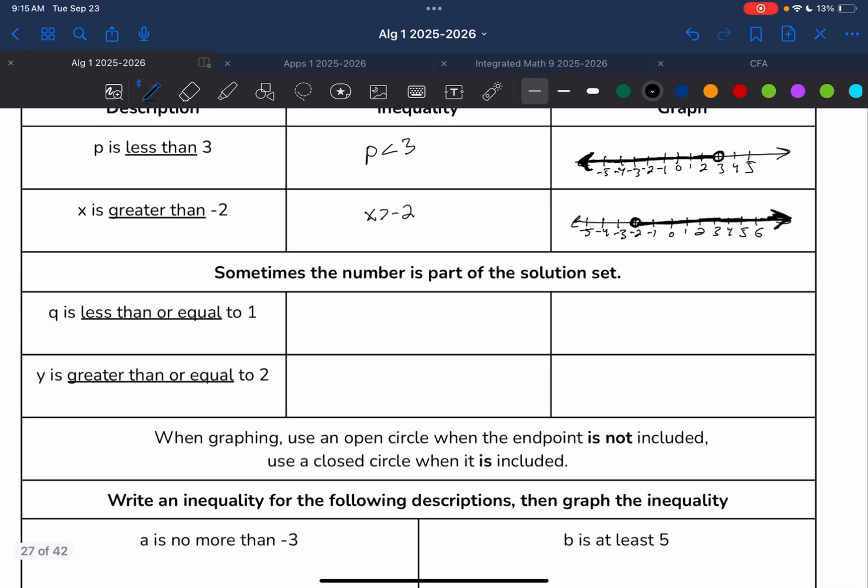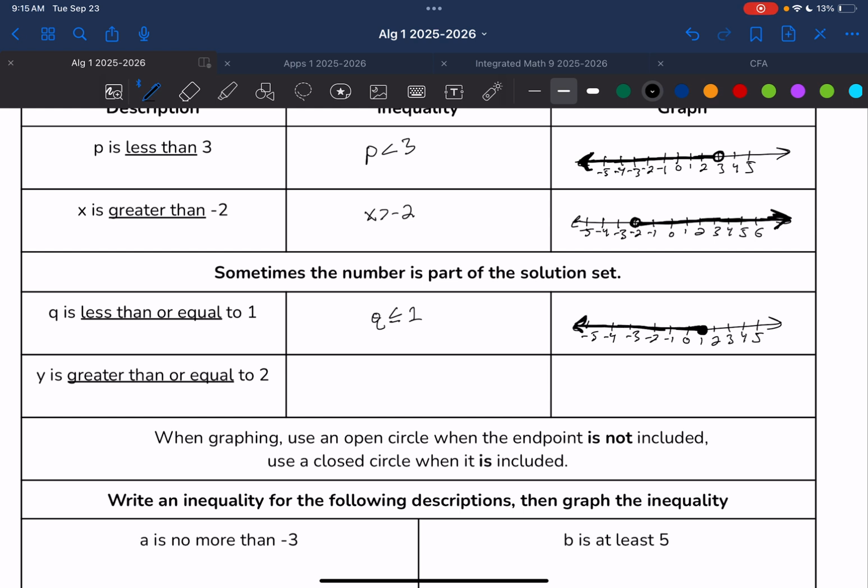All right, now down here, we have Q is less than or equal to 1. So we're going to write Q less than or equal to 1. And we're still going to create our number line. Like that. And so now we're going to start at 1, and I'm going to do a closed circle. And then all values to the left of it.